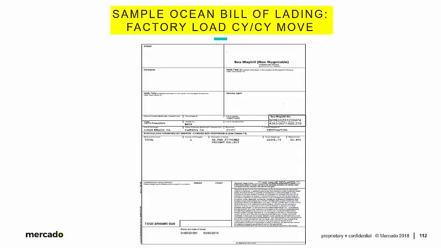The first one we're going to look at is a sample ocean bill of lading for a factory load CY to CY move. As we've said previously, the most basic of ocean moves. A vendor fills up an ocean container and ships it on a CY to CY basis, port-to-port basis. We will say that many of the fields on these bills of lading and other documents that we'll show have been blanked out because they're real documents. We want to protect the anonymity of the actual shippers and importers. But let us stress that these are actual documents.